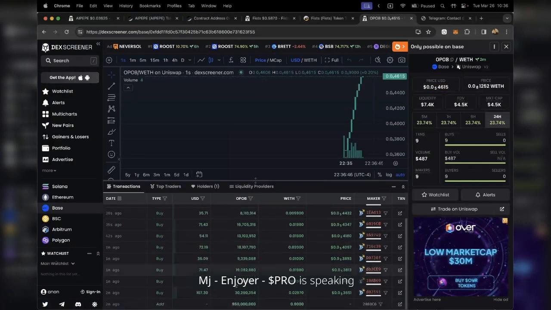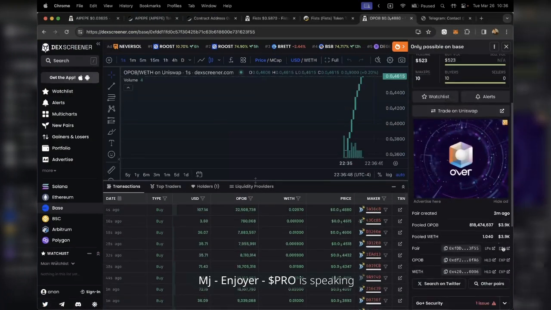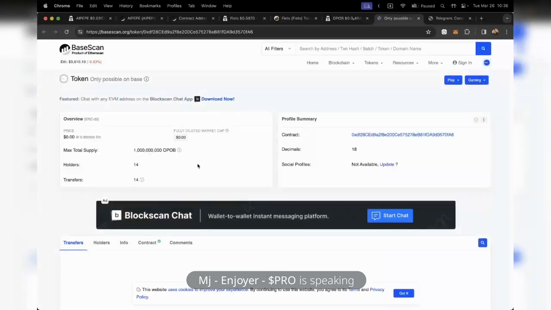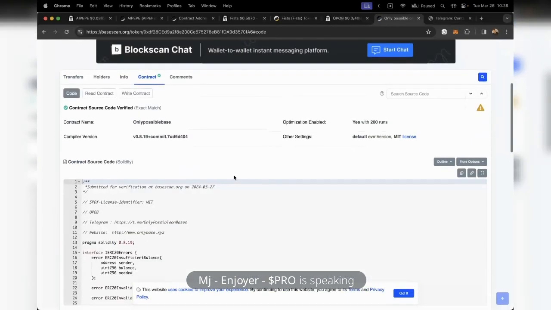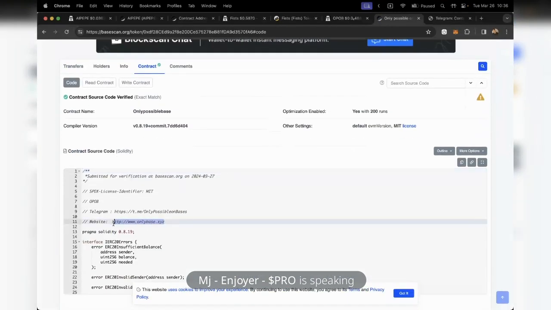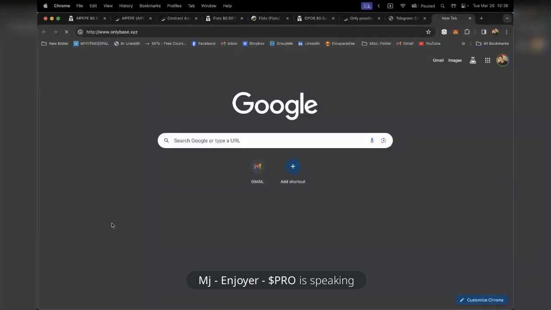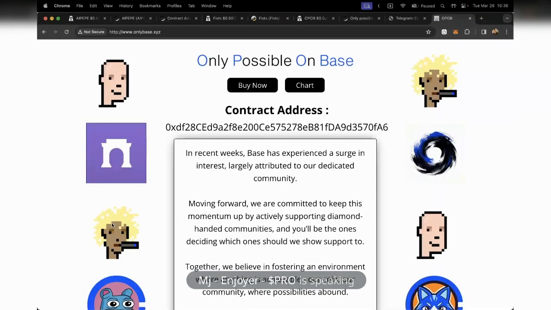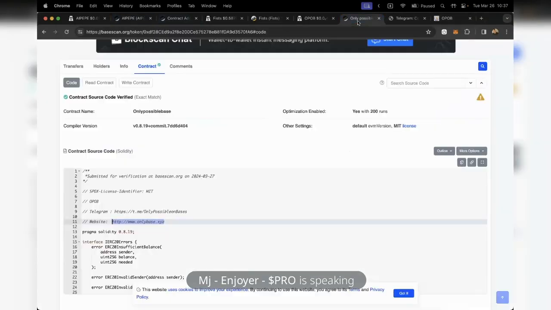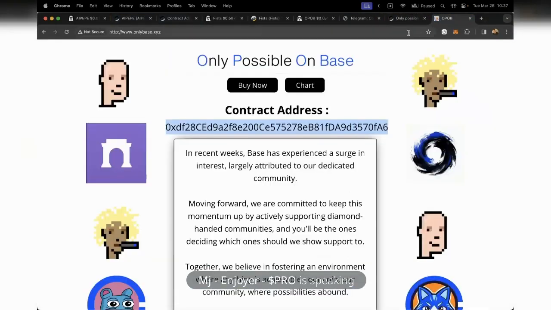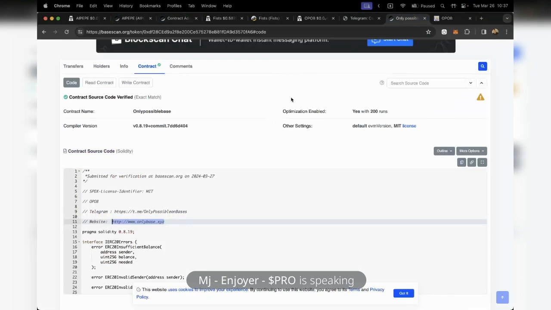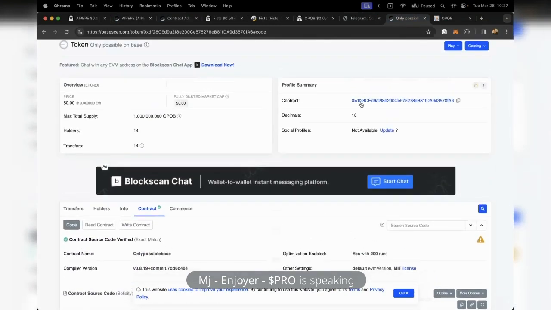People get itchy trigger fingers, the first buyers, at least to get their initial out. Telegram, website. Oh, look, they have a website, and their contract is verified. So that's not the worst. Okay, here's something to check. Does this contract address match the contract address that we're talking about? Often people steal websites. They link a website that's not theirs, that's already been done. 0xDF. 0xDF. It is. Great.